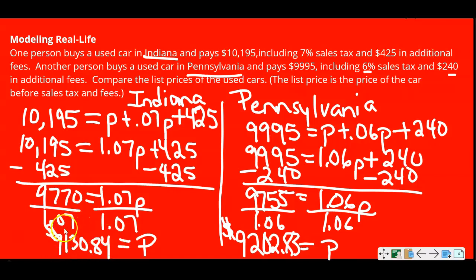So you can take this $9,130.84 and plug it in up here. So if you take that plus 7% of that price plus $425, you should get the sales price. So the price here, if you plug it in and check it. Also, same thing over here. Take this price, plug it into the original equation, and see if it equals the $9,995.